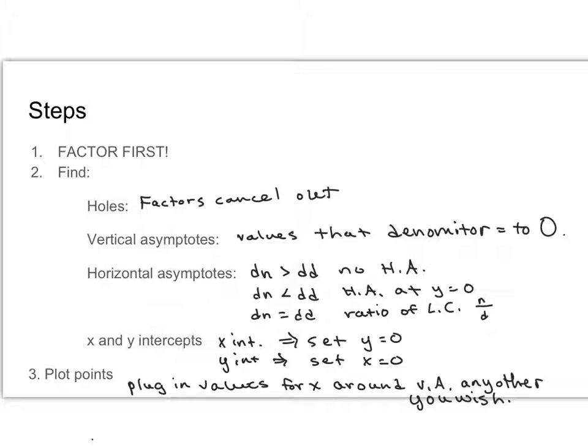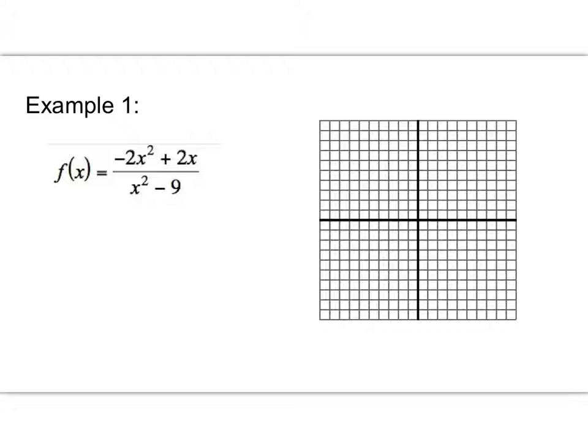Okay, so let's get down to business and start graphing these. The first example I have is negative 2x squared plus 2x over x squared minus 9. So again, your first step is always to factor. If I factor out negative 2x in the top, that leaves me with x minus 1. And in the bottom I have x plus 3 times x minus 3.